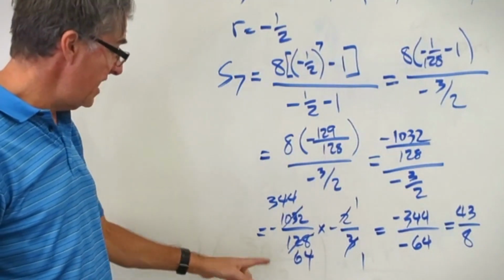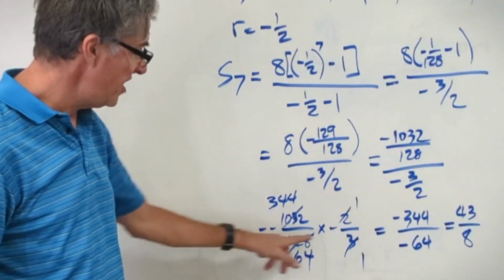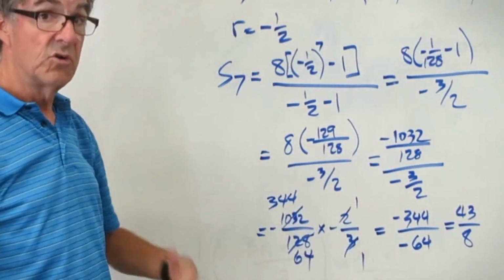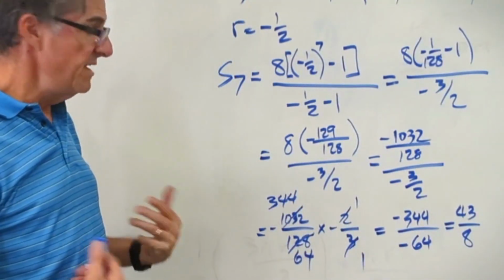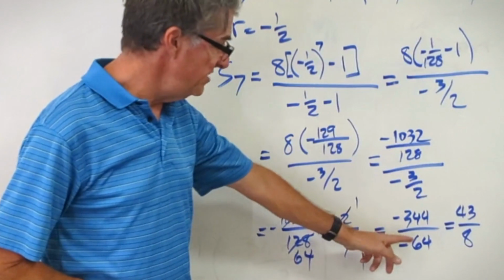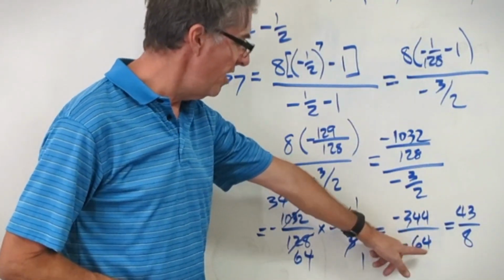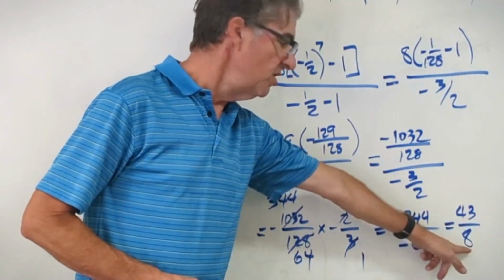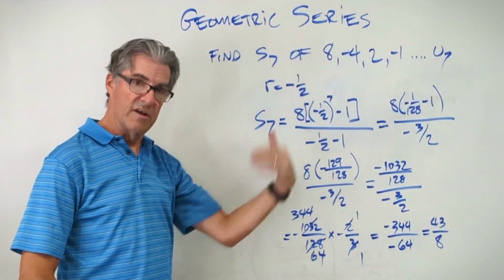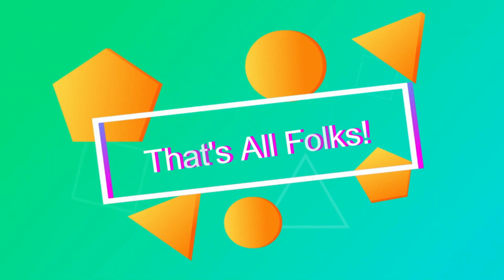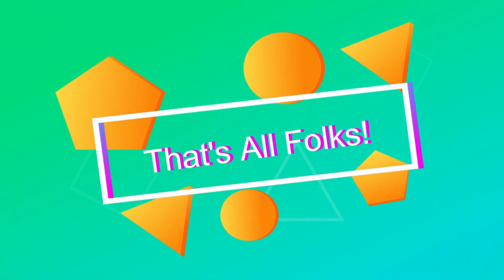Remember, keep track of your negatives. I've got 1 on this fraction and 1 on that fraction. So that means I'm going to have negative on top and bottom. Of course, that's going to cancel out and make the answer positive. And indeed, you can reduce this down. 8 divides evenly into both of these. So we get 43 over 8. Whew! That's a lot of fraction work.